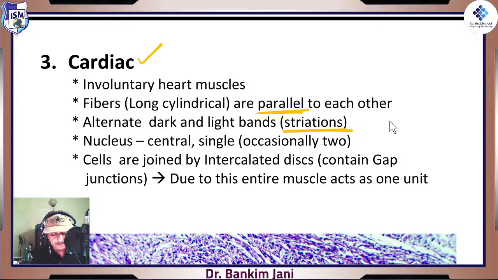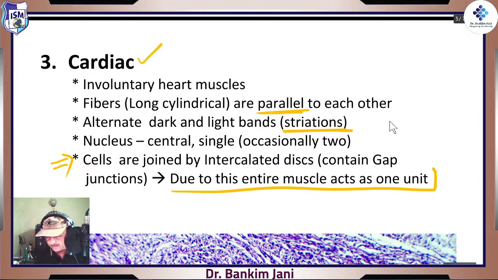Nucleus is central, single, but the cells are joined by intercalated discs, because this entire muscle has to act as one. This is the key word. So when you will be learning the cardiac activity, the heart never beats like that, right? The heart beats like this, as one single unit. The whole unit should beat together.